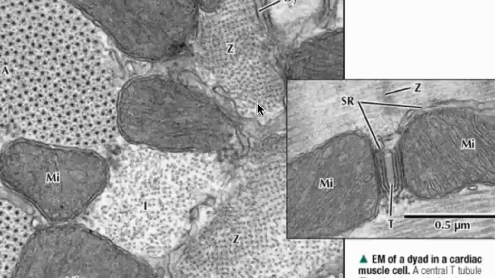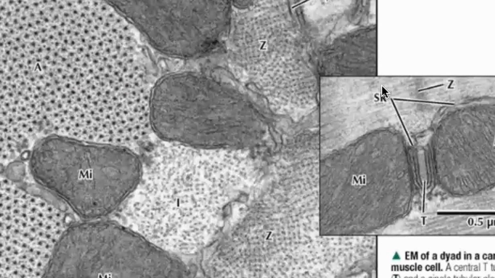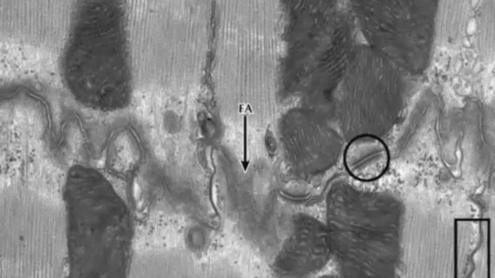So this is part of a sarcomere, and you have the mitochondria that is closely associated with the sarcoplasmic reticulum. And see here, it's also closely associated with the T tubule, as you already saw in the diagram. So this is an up close look at the intercalated disc.